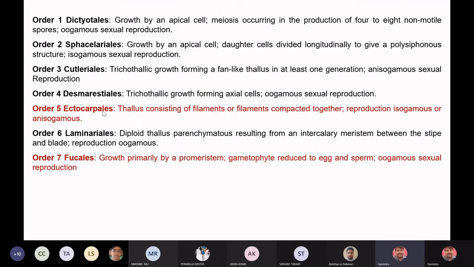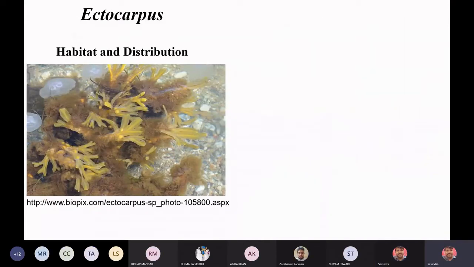What are the main features of Ectocarpus? The thallus consists of filaments or filaments compacted together, and because of this it gives a pseudoparenchymatous appearance. Let's start discussing Ectocarpus.